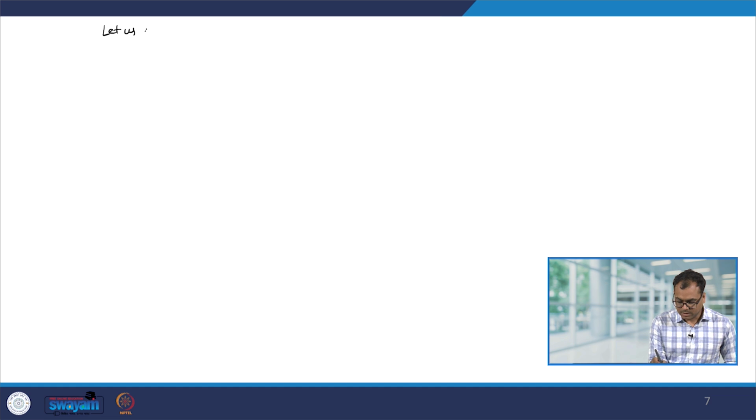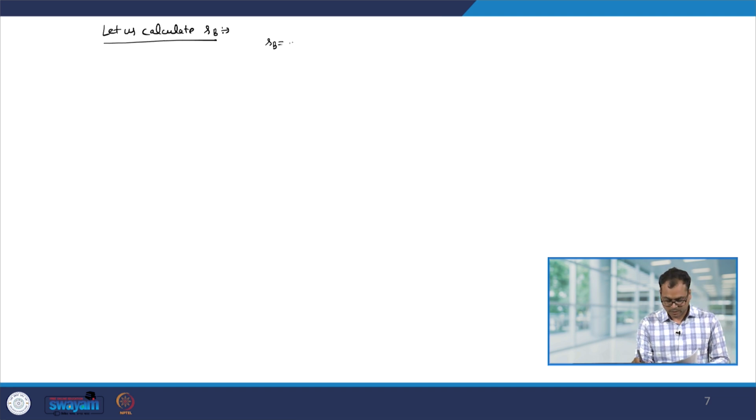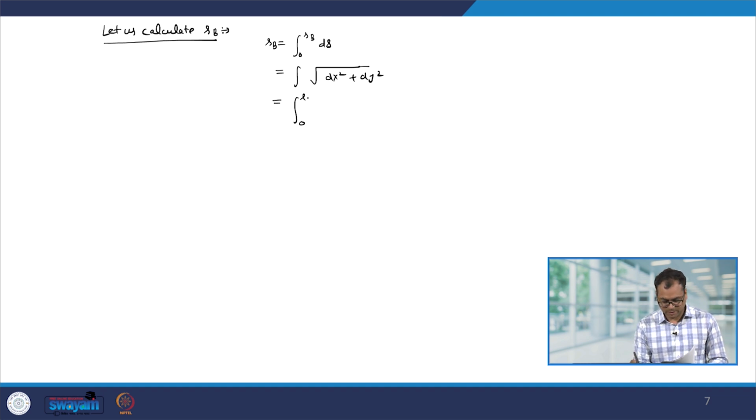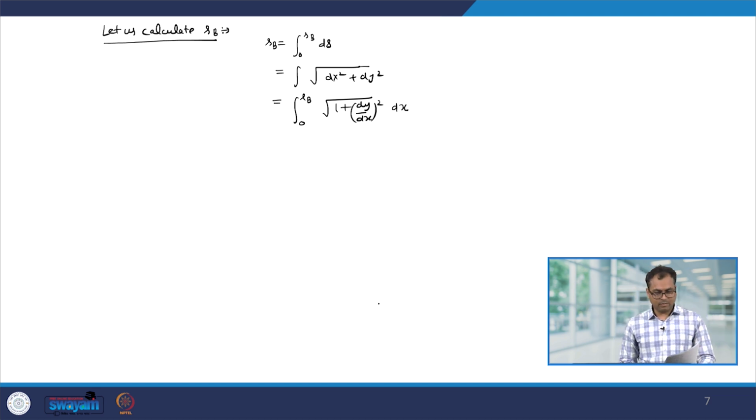Now, let us calculate the length of the cable. For that, let us calculate SB. So, SB will be integral 0 to SB ds, and ds will be square root dx square plus dy square, and this can be written as integral 0 to LB square root 1 plus dy by dx whole square dx, and dy by dx I can calculate from the equation of the parabola. Remember, y was w x square over 2 T naught.